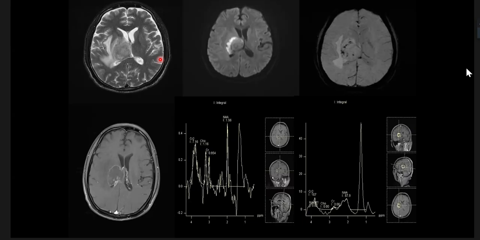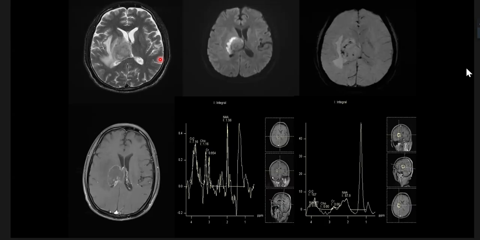On diffusion weighted image, there is no significant diffusion restriction except for the peripheral right side. Very good. And on SWI images, there is peripheral blooming and a few punctate foci of blooming in the central region. Excellent. On post contrast image, there is irregular thin rim enhancement. Very good. And on spectroscopy, there is elevated lipid lactate level seen, sir.